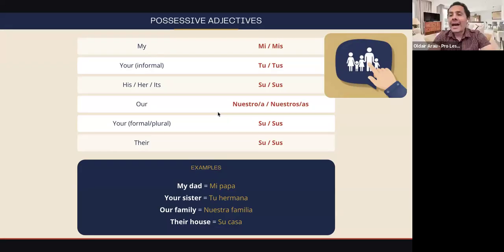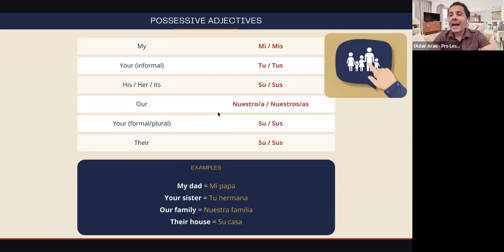Here we go. Next one. Your car, tu carro. Your cars, tus carros. Okay? His car, su carro, his cars, sus carros. You're going to do the same for her and its. Her car, su carro, her cars, sus carros. And next one, our car, nuestro carro, our cars, nuestros carros. All right? Your car, you guys' car is su carro, and you guys' cars, sus carros.